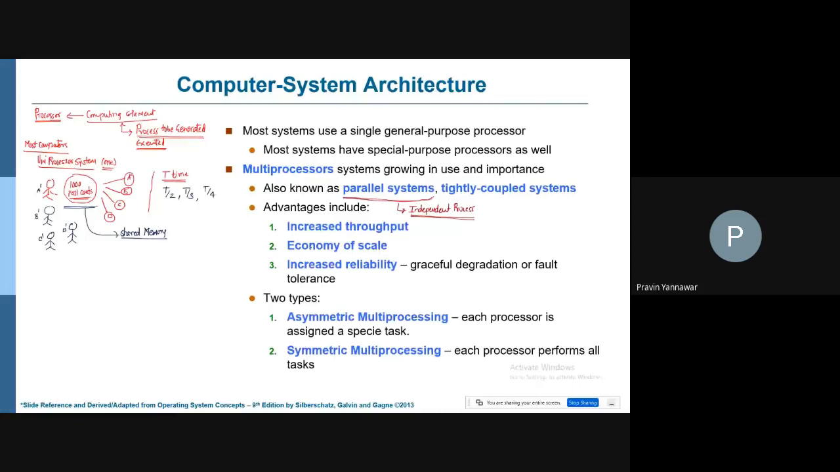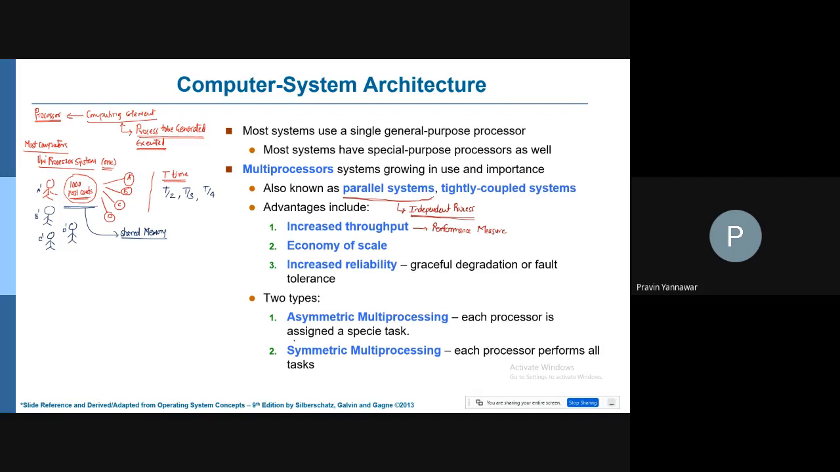The advantages include that it increases the throughput of the system, which you can take as a performance measure. At the same time, there is economy of scale, and it increases the reliability of the system, meaning the fault tolerance is improved. It has two types actually: symmetric multiprocessing and asymmetric multiprocessing.